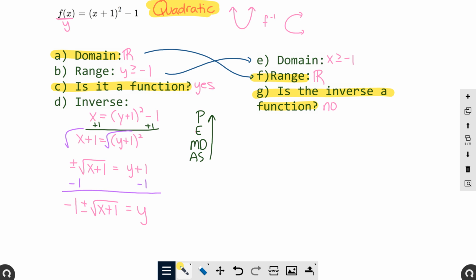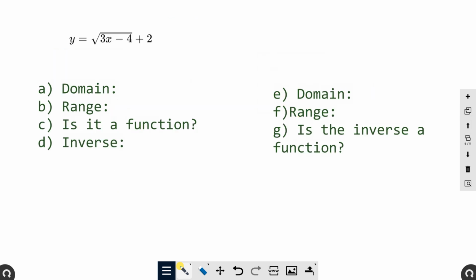All right, now flip over to the back, and we will look at one more type of problem that we have, which is a square root problem. Now, we graphed these back in Math 2, but it's been a while, so you've probably forgotten what they looked like. So to start out, let's just graph this one.